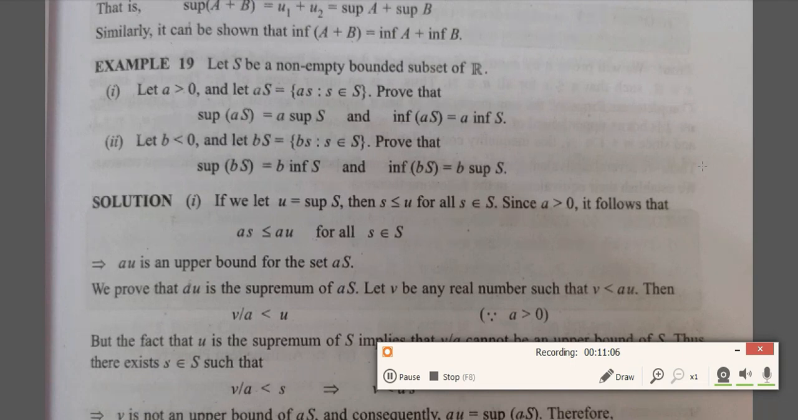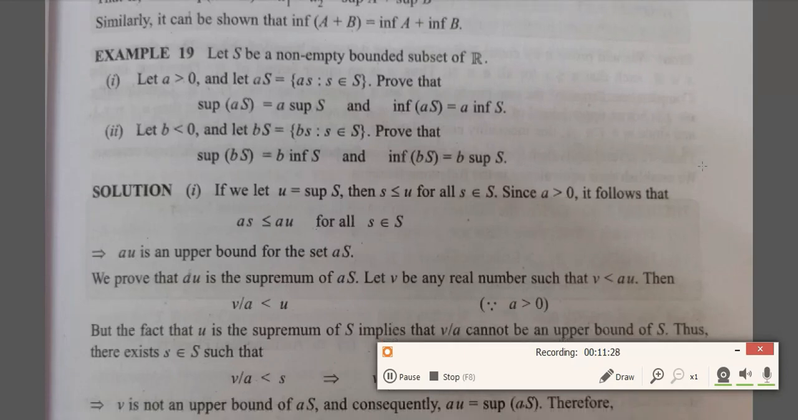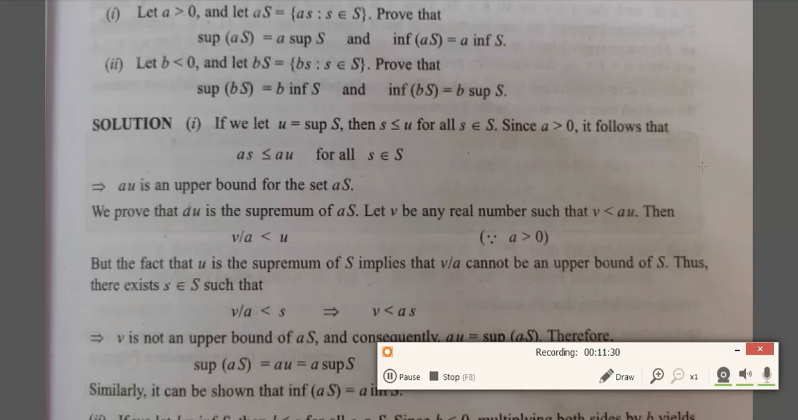Similarly, if b is negative, then the supremum of bS is b times the infimum of S. Please note that if the number is negative, supremum is changing into infimum. So the supremum of bS is equal to b times the infimum of S, and the infimum of bS is equal to b times the supremum of S. So proof: let u be equal to the supremum of S, then s is less than or equal to u for every s in S. Since a is positive, we get as is less than or equal to au, so au is an upper bound of aS. Now we have to show that it is the least upper bound.